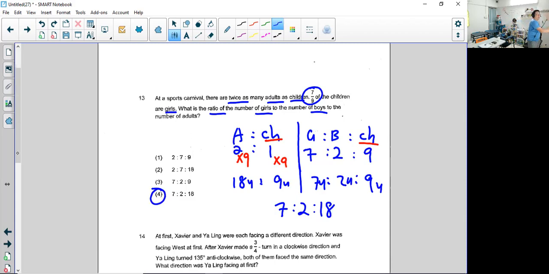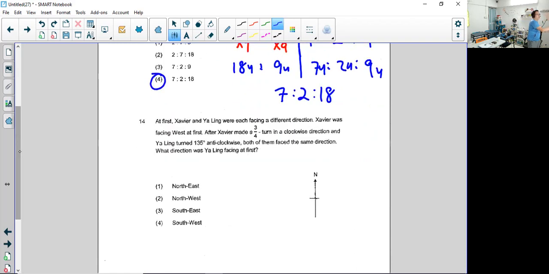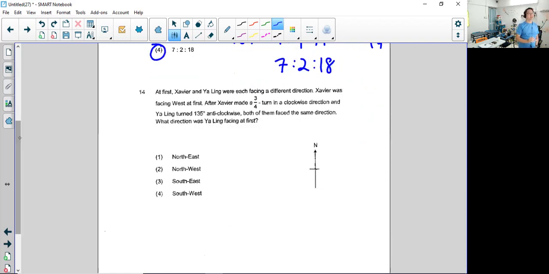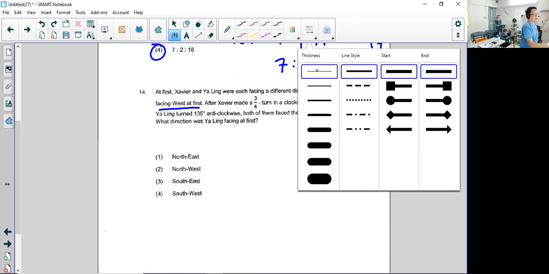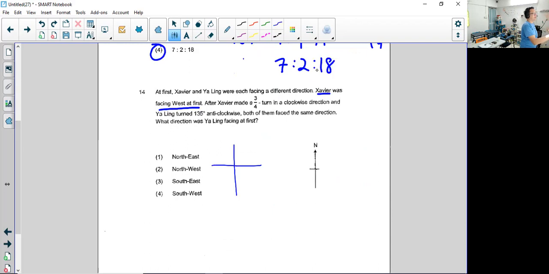Okay, question 14 seems to be a bit wordy. So at first, Xavier and Yaling were each facing a different direction. Xavier was facing west at first. So let's draw a compass for him. Let's draw an 8-point compass for Xavier. This is north, this is south, west, and east, and he's facing west at first. Then he makes a three-quarter turn in the clockwise direction.